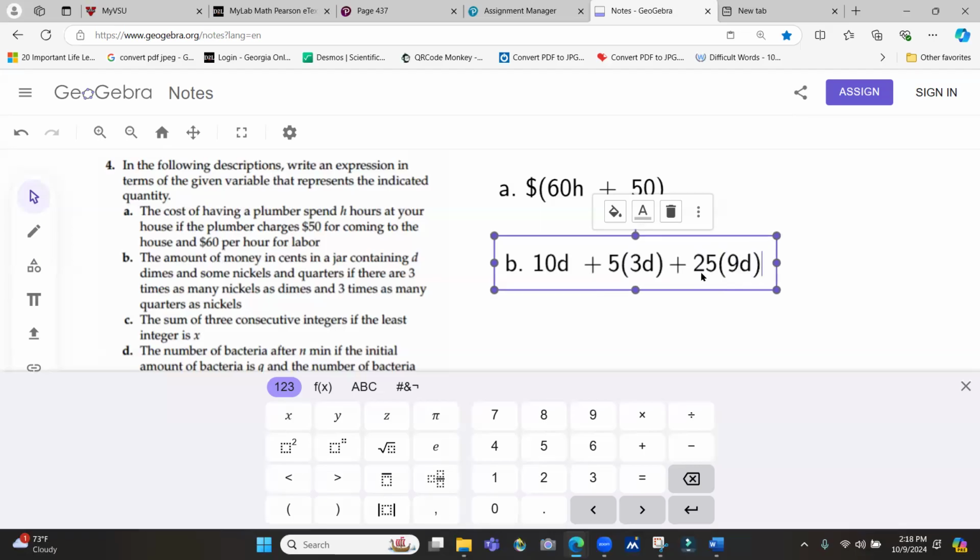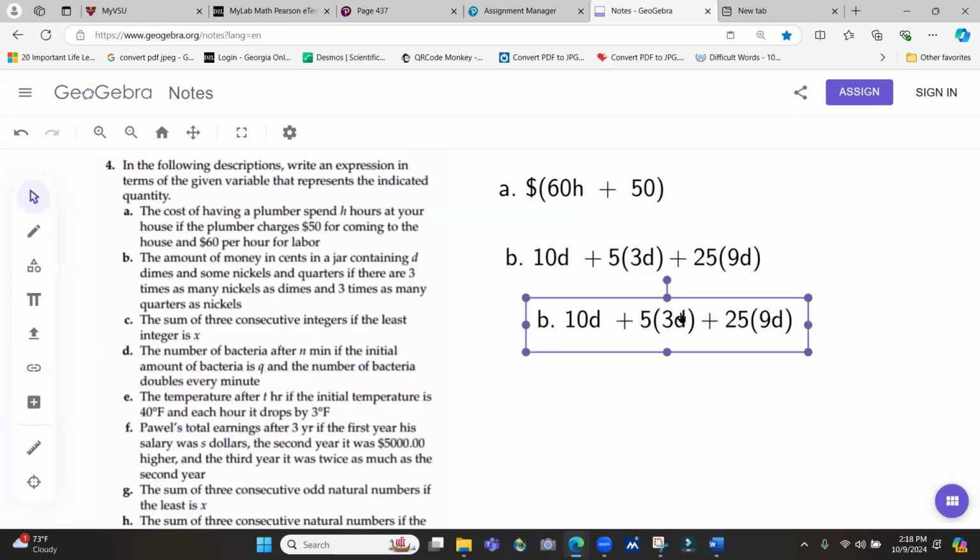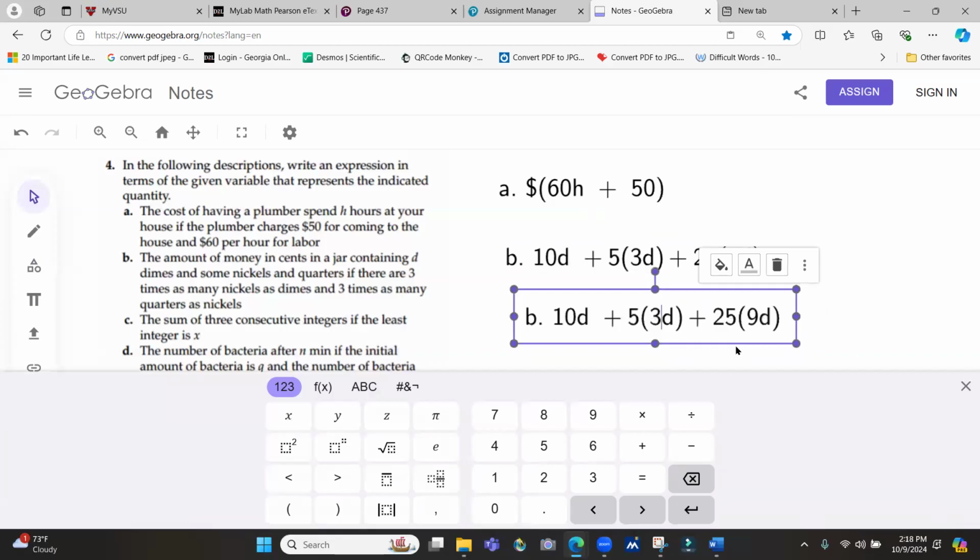Now, you want to simplify it further just a tad bit. This will be 15D. And what's 25 times 9? I think 225. No, 275. Let me double check. 4 is going to give you 100, 400, 125.